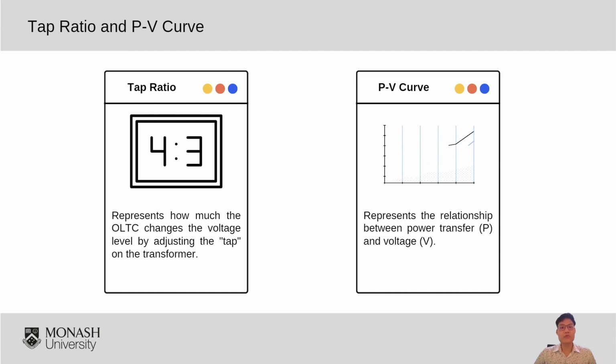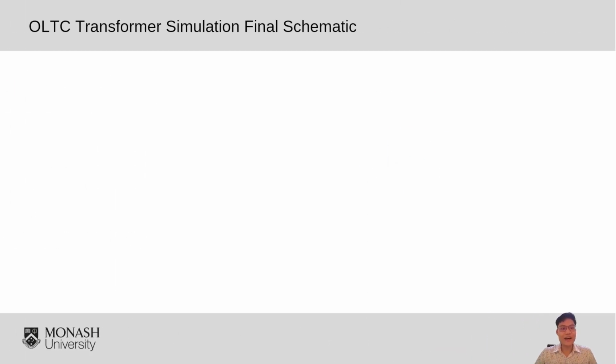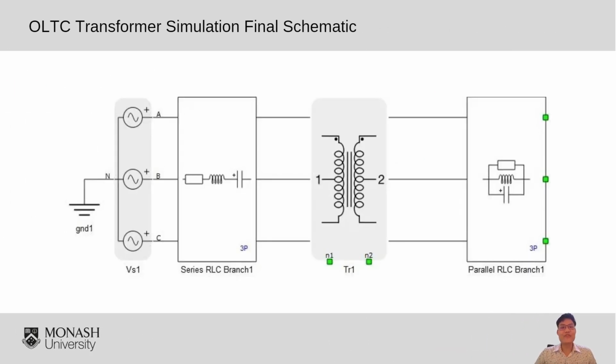Now that we have discussed how to achieve our project aims, let me present the final result. And ta-da! In this newly developed OLTC model in Typhoon Hill, the three-phase voltage source provides power, the transformer adjusts the voltage, and the RLC branches represent the transmission line and load.